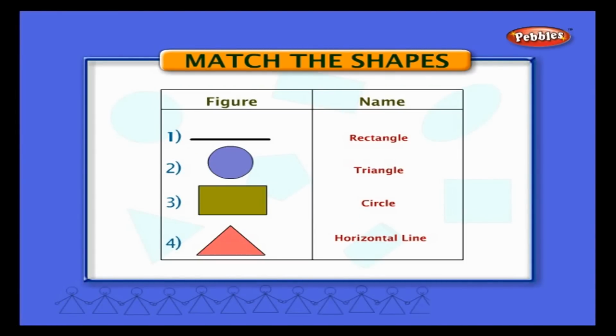Match the shapes. Let us match these shapes with their correct names. The first diagram is a horizontal line. This is a circle. This is a rectangle. This is a triangle.